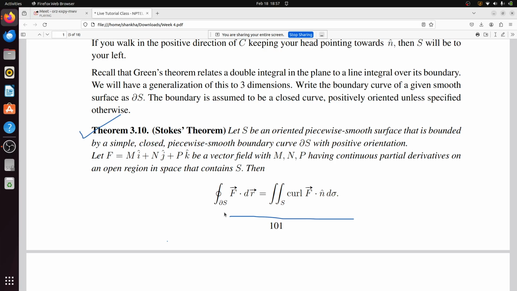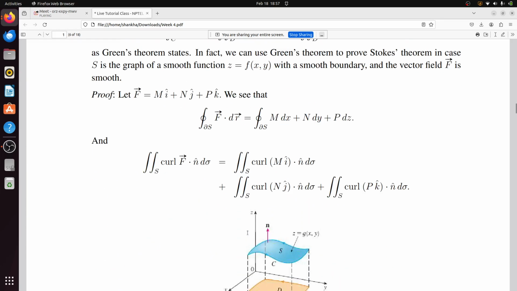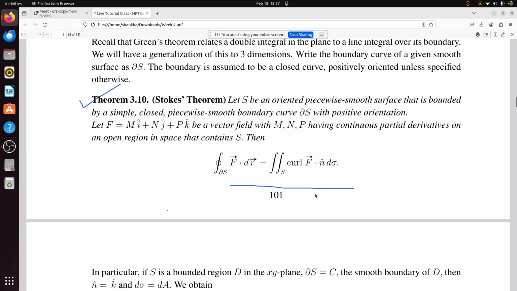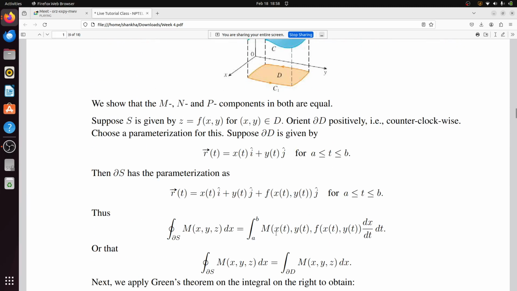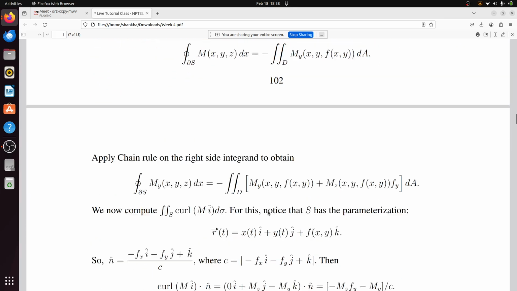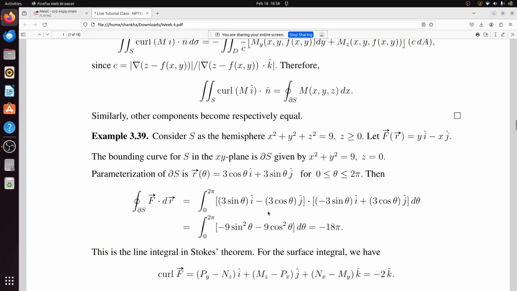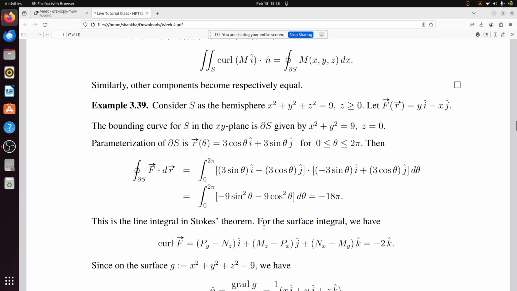Okay, so next we will move to some problems. We know how to compute curl. There is no problem in curl, we can easily compute it, right? So here we need to compute curl. These are just proofs, we'll omit them.